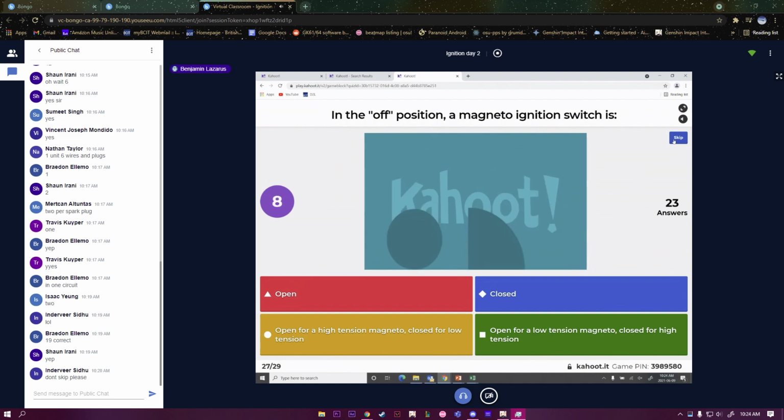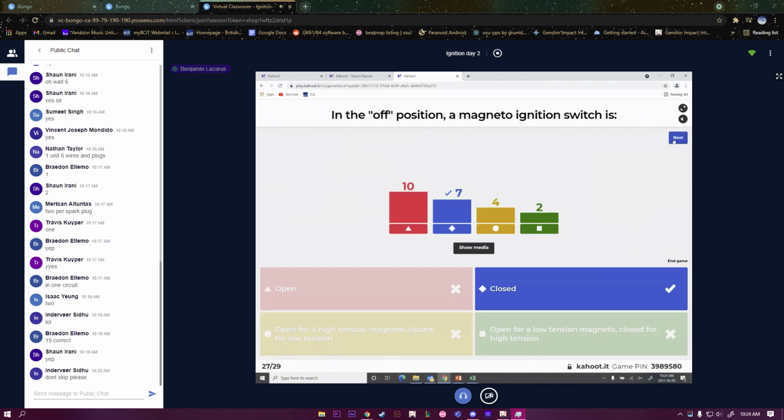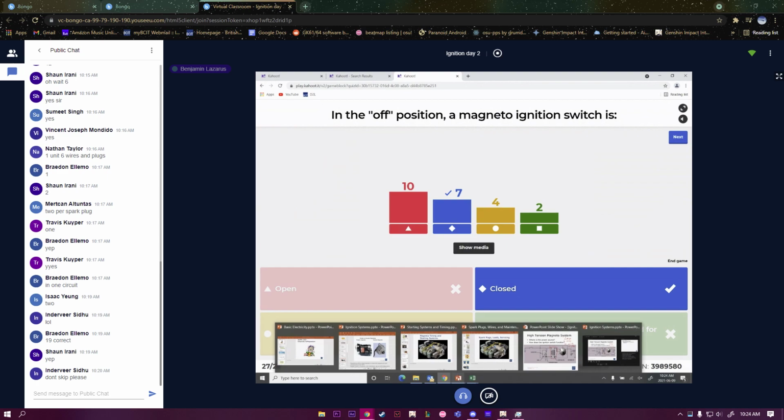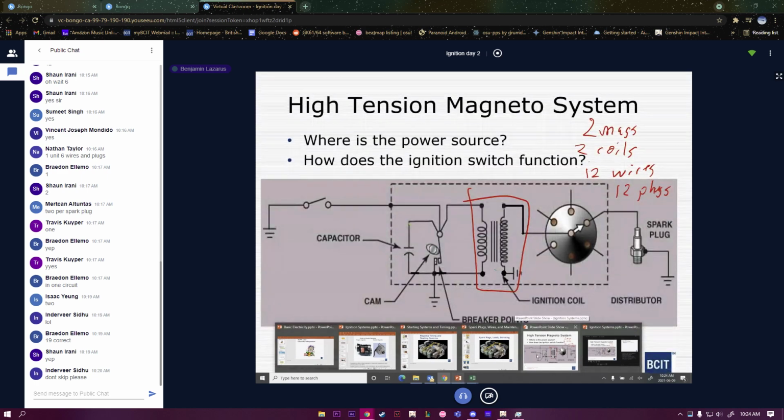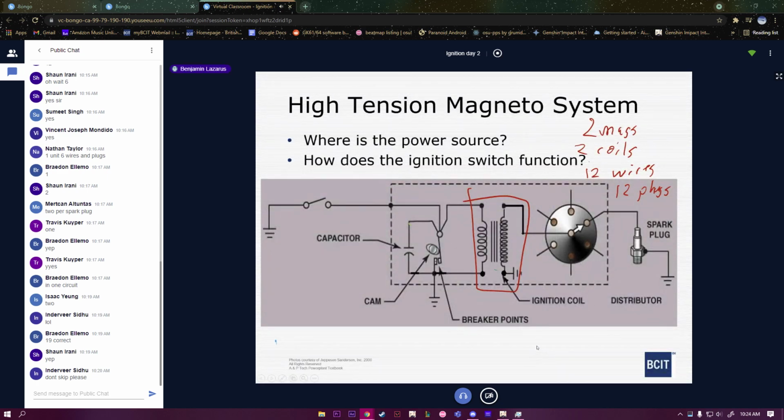All right, for this one, you just look at the drawing. And I don't know what to say. If you do the drawing, there we go. Is this magneto in the off position or the run position?